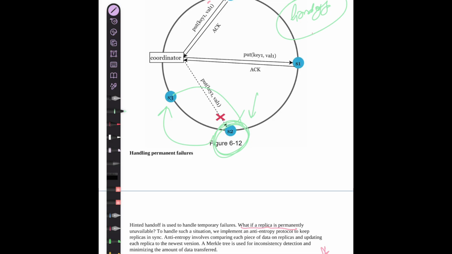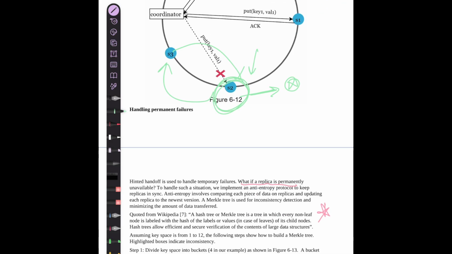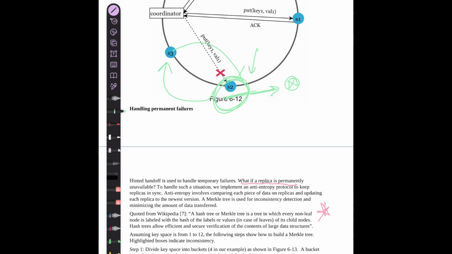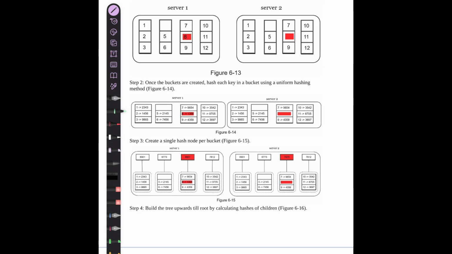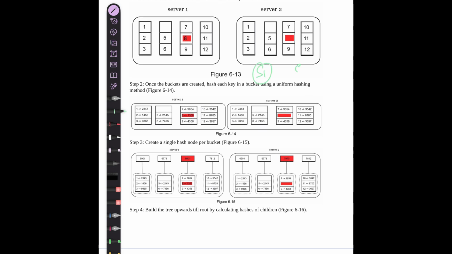But it might be possible that S2 has died permanently. In that case, the hinted handoff would not work. So it is very important to detect that this particular node has gone off. So there comes the concept of Merkle tree. For each server, corresponding to the data that is stored in it, you build a hash tree. And now if you need to compare whether these two nodes, S1 and S2, have the same data, you compare their Merkle trees rather than iterating through each key-value pair to see where it differs.